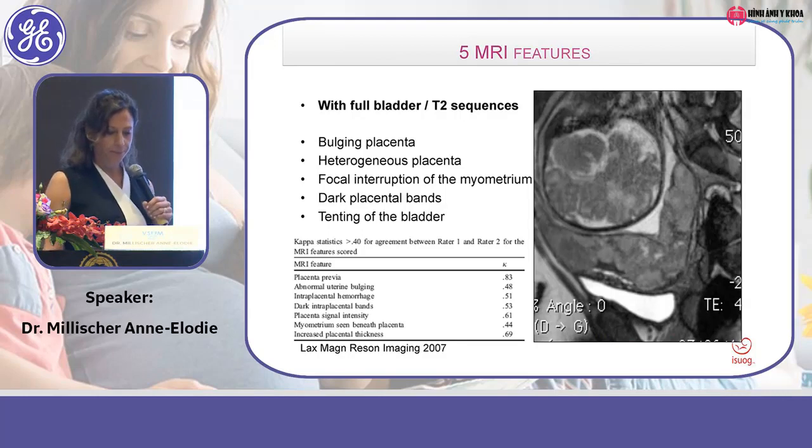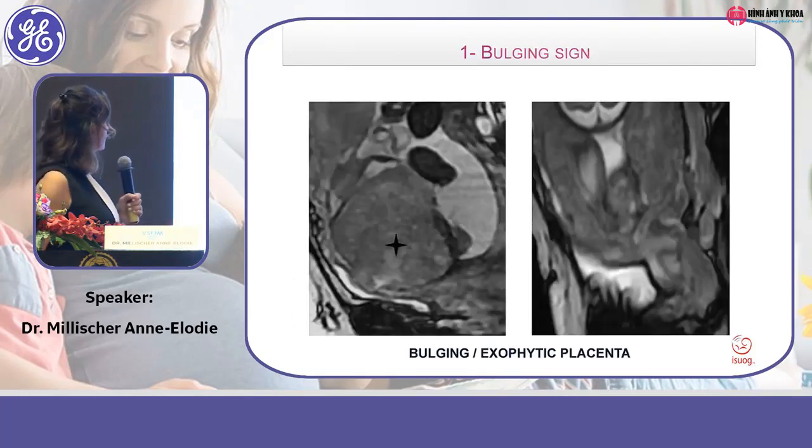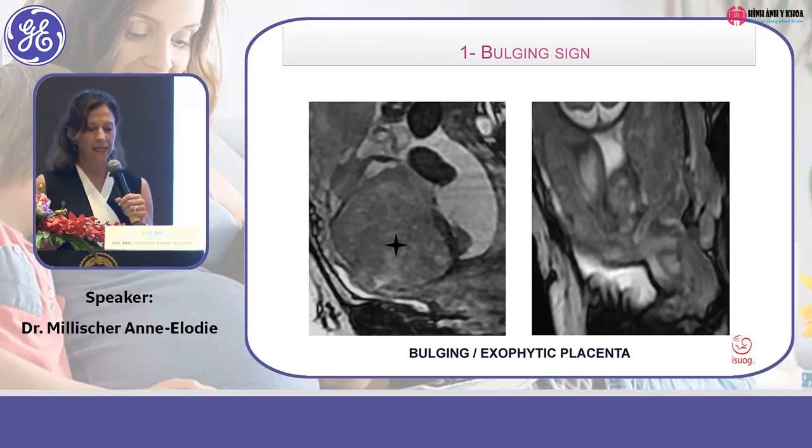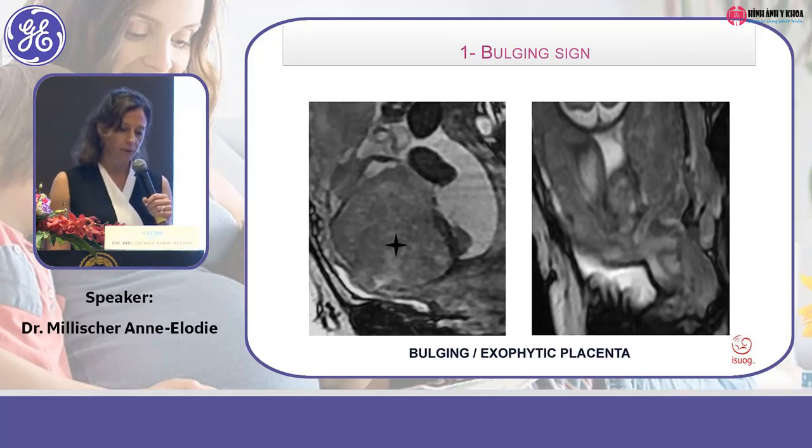Đây là 5 cái đặc điểm mà các bạn sẽ thấy được khi chẩn đoán một cái nhau cài ở trên MRI. First is the bulging sign. The placenta is very thick, irregular, and it provides a bulging of the uterus.